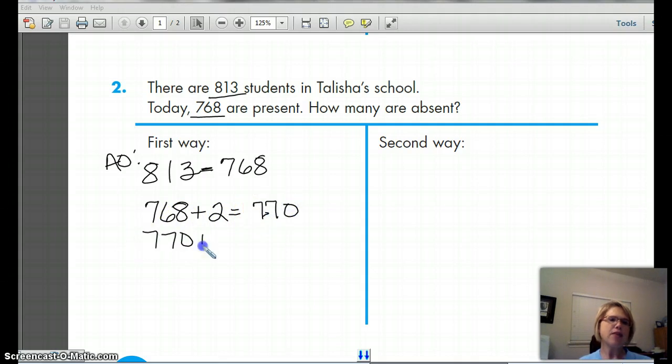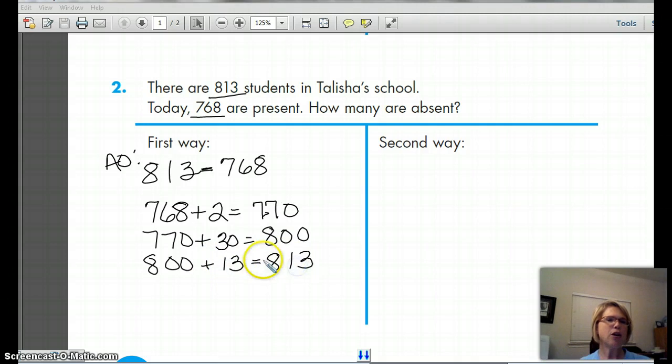Then if I'm at 770, can you tell me what's going to be compatible with 70? I hope you said it. 30, right? Because 30 and 70 give me another 100. All right, I'm at 800. Now the rest is pretty easy because now I just have to add on 13 to get to 813, don't I?